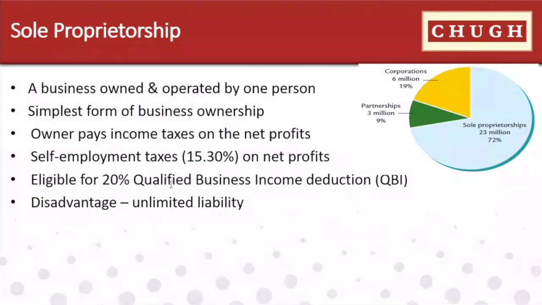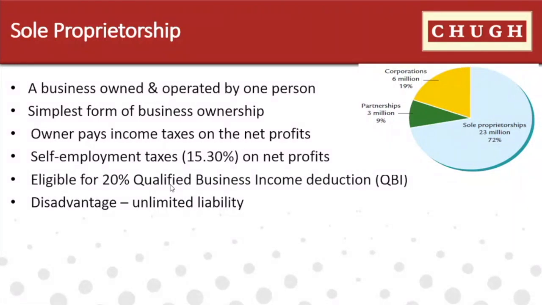The very first type of entity is called sole proprietorship, which is owned and operated by one person. It's the simplest form of business ownership. As far as income taxes for the sole proprietor, the owner pays income tax on the net profit. And if there are losses, then the owner can use those losses to offset any other income he has. So that's how it works.